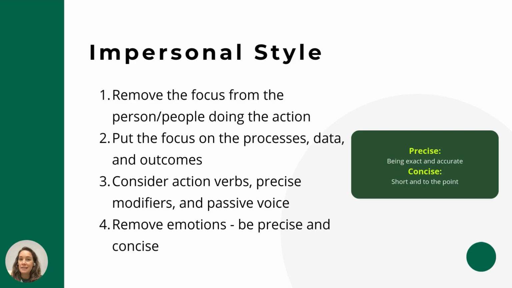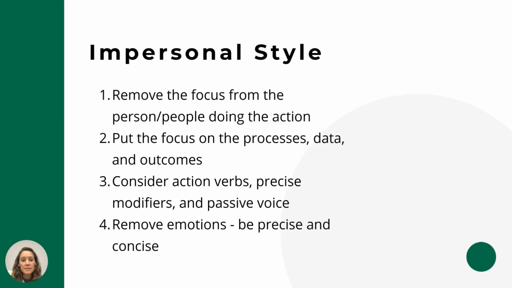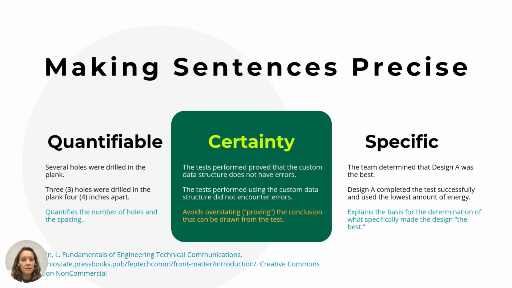Precise means being exact and accurate with your language, and concise is referring to being short and to the point. So let's look a little bit closer at what precise and concise language looks like. Three tips for making your sentences precise are to make them quantifiable, to consider the level of certainty, and to make them specific. So here are a few examples.